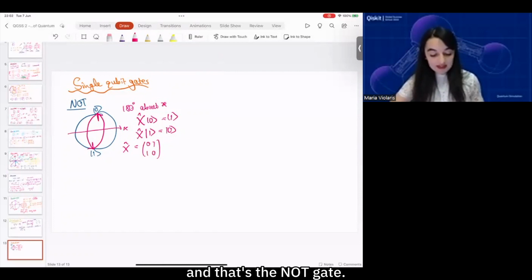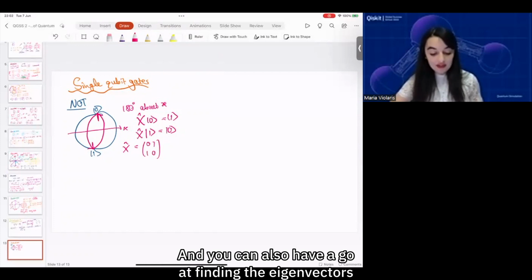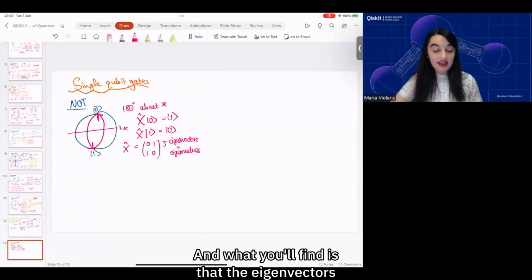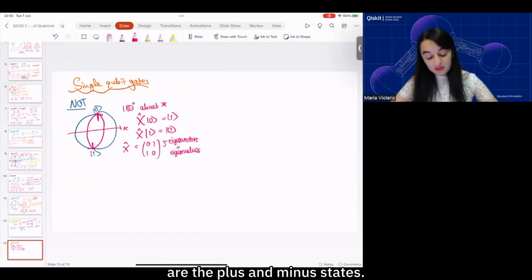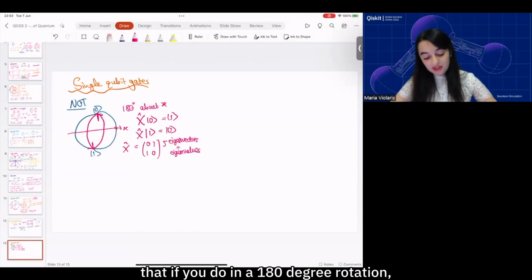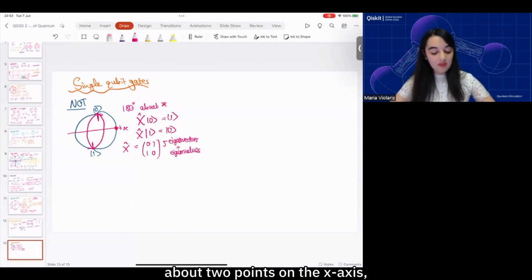And that's the NOT gate. And you can also have a go at finding the eigenvectors and eigenvalues of this matrix. And what you'll find is that the eigenvectors are the plus and minus states, and you can see this from the Bloch sphere, that if you do a 180-degree rotation about 2 points on the x-axis, then nothing is going to happen to them.